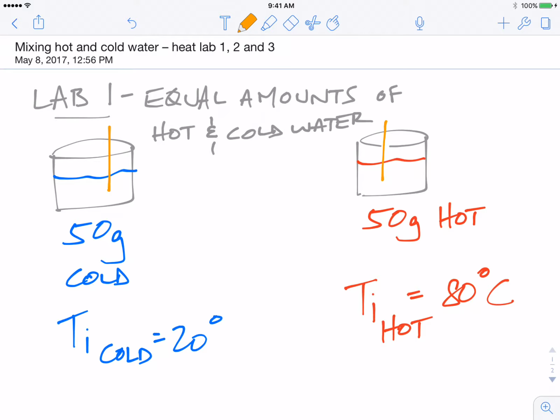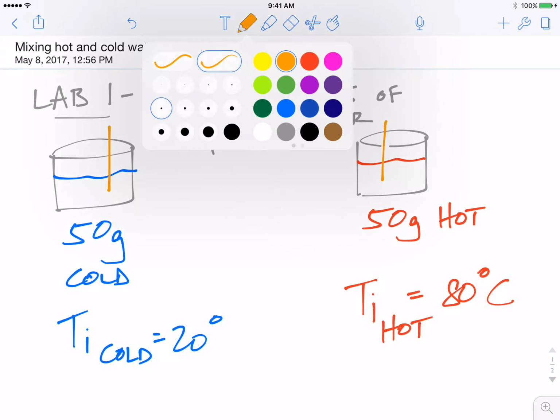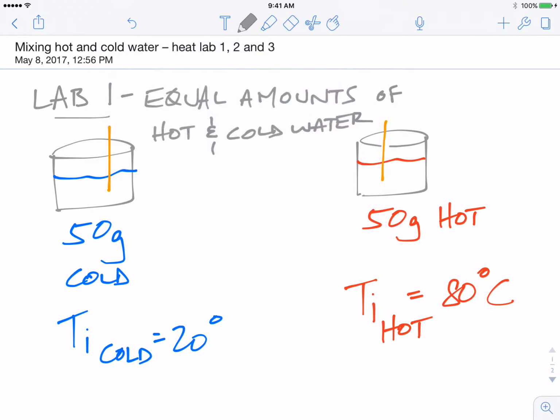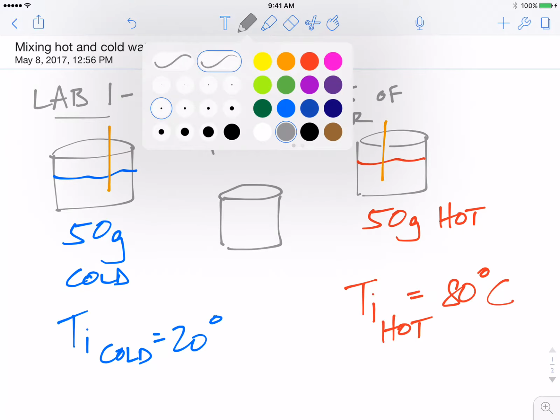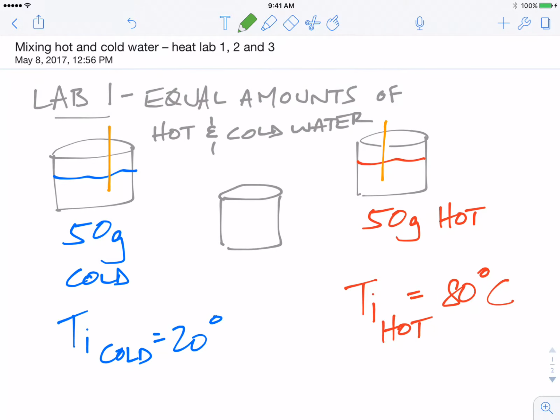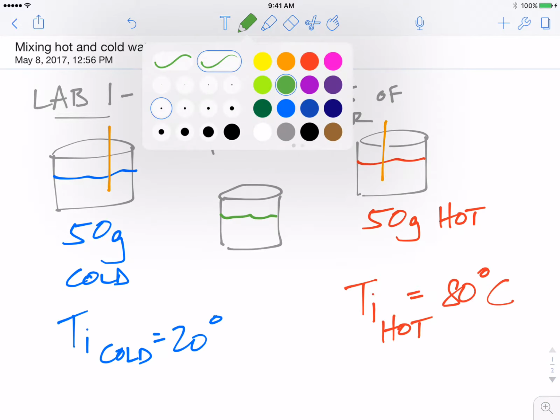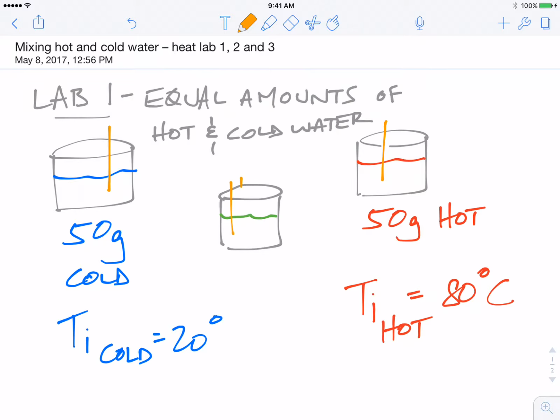So typically we would pour one beaker or one cup into the other. It wouldn't matter which. You could also just pour them into another cup as well. So let's say that we had a third cup and we were going to pour these two things together. So we'd pour them together, and we'd have both thermometers in there as well, recording the temperature.